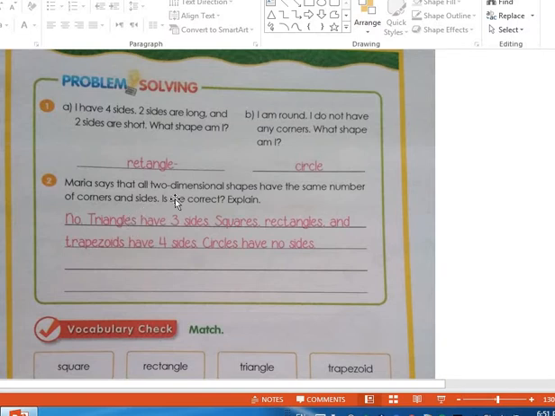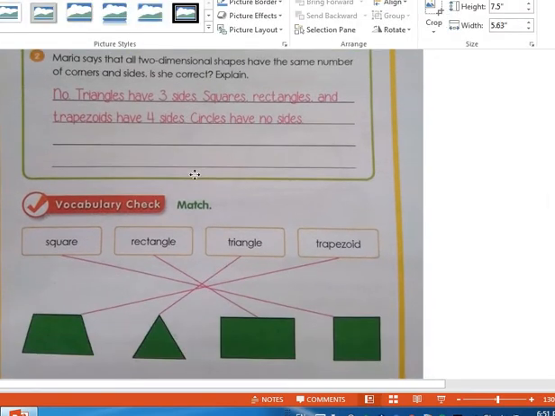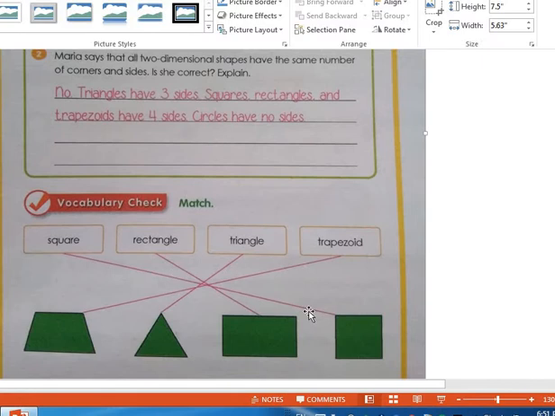Maria says that all two-dimensional shapes have the same number of corners and sides. Is she correct? Explain. No, why? Because triangles have 3 sides. Squares, rectangles, and trapezoids have 4 sides. Circles have no sides, so they are all different. Okay, here match the square with the square, the rectangle with the rectangle, the triangle, the trapezoid with the trapezoid.